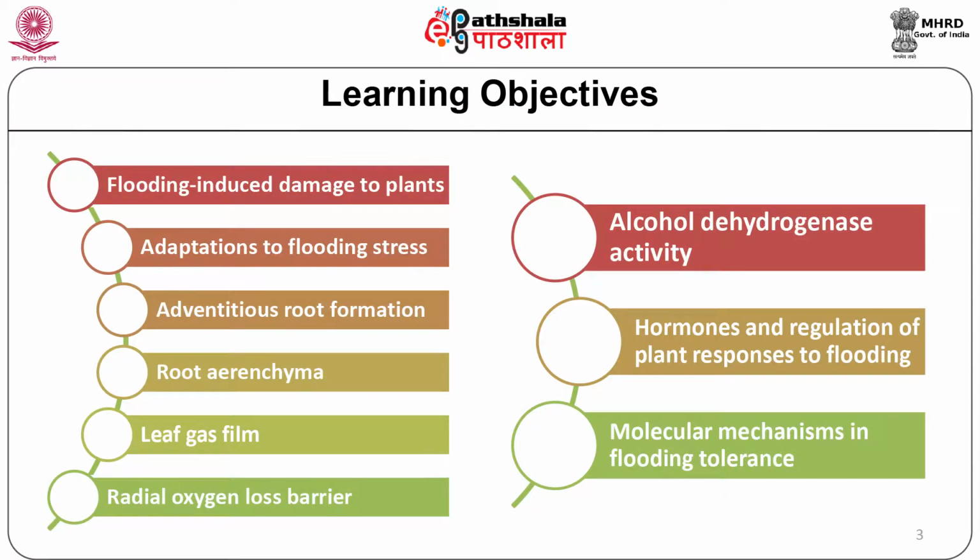The learning objectives are: flooding-induced damage to plants. Waterlogging and submergence of plants cause stress mainly due to the lack of sufficient oxygen availability to roots. Soil oxygen in flooded soil is depleted within about 48 hours. Without oxygen, nutrient and water uptake is impaired and root growth is inhibited. Due to prolonged flooding stress or complete submergence, photosynthesis is inhibited and ATP production decreases, which affects normal growth.